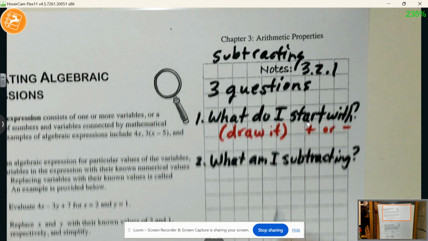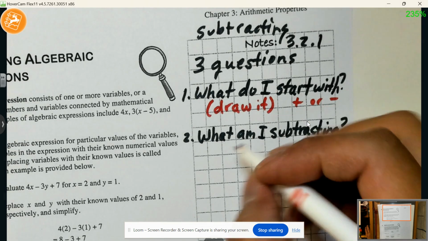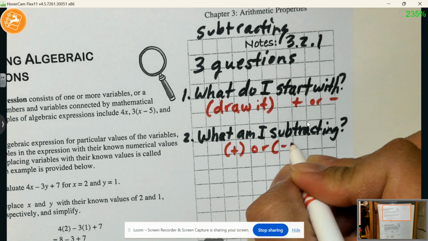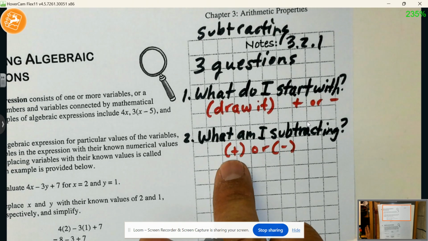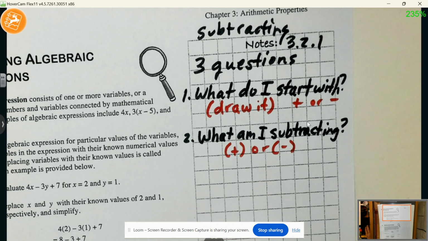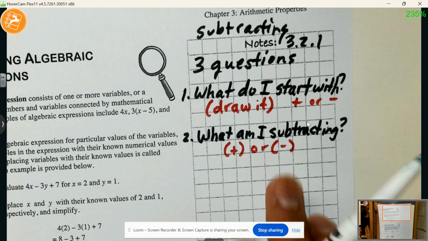Okay, now this is a very important step because you need to know, am I subtracting a positive number or a negative number? And if I'm subtracting a positive number, I just put that number. If it's a negative, then I would have to subtract negative, put parentheses around that second negative. I'll show you what I mean when we get to the example. Okay, so am I subtracting positives or am I subtracting negatives?